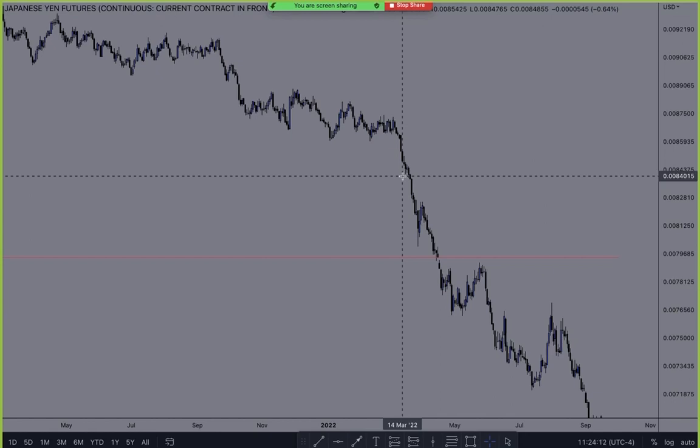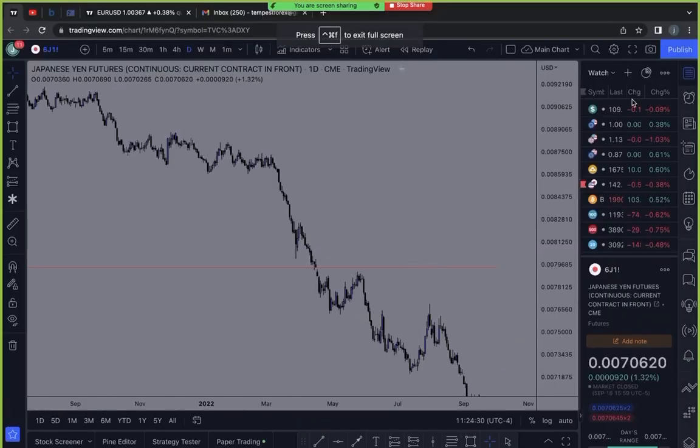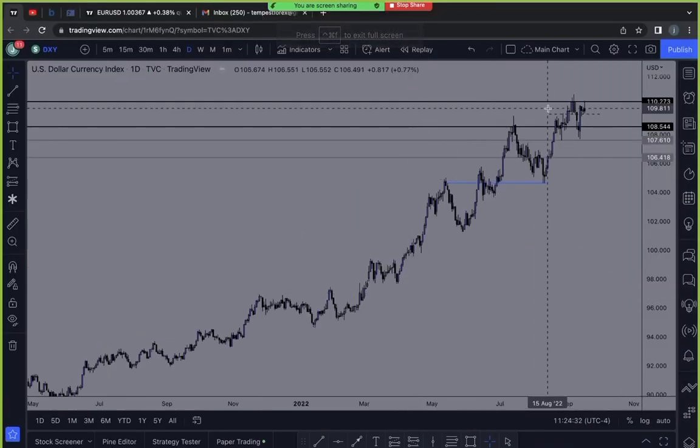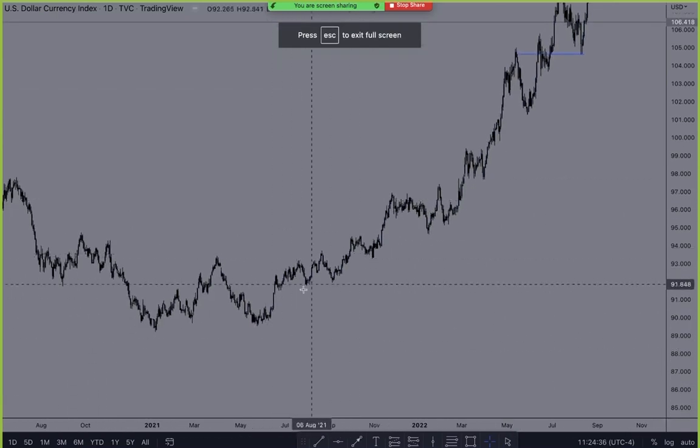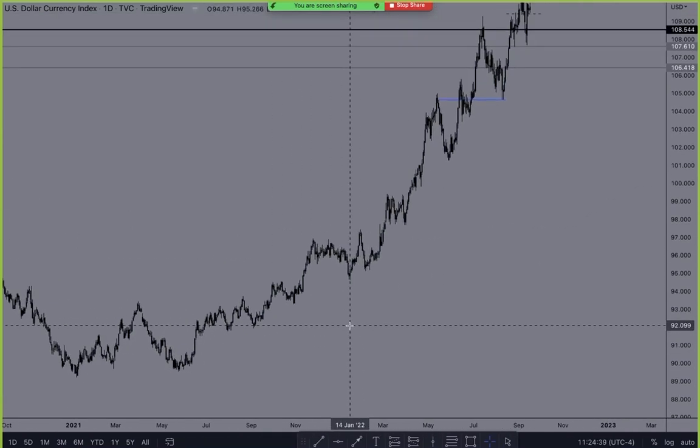So we need to match it up with another currency. And what you'd want to do, so we've determined that this market is extremely bearish, so what we want to do is match it up with a market that is extremely bullish. And obviously, a great example of that is the dollar index. If we go on the dollar index here, you can see it's just continuously rallying, just up since 2021.